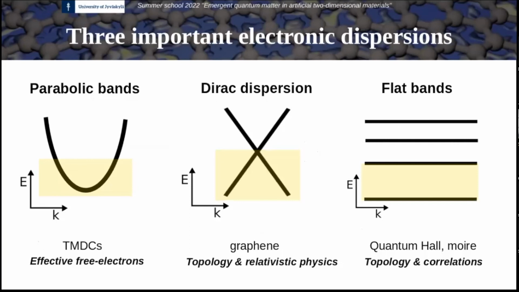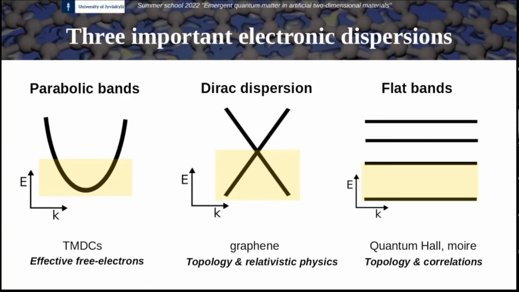All right, great. And then the last thing that I wanted to tell you is about some of the electronic dispersions that we will see. Of course, from solid state physics, you know the parabolic dispersion, which appears in conventional semiconductors, and it also appears in two-dimensional materials, such as different types of transition metal dichalcogenides, particularly MoS2, tungsten diselenide, and so forth. Then another very important dispersion is the Dirac dispersion, a dispersion in which the relation between energy and momentum is linear. It's the dispersion that appears in graphene.